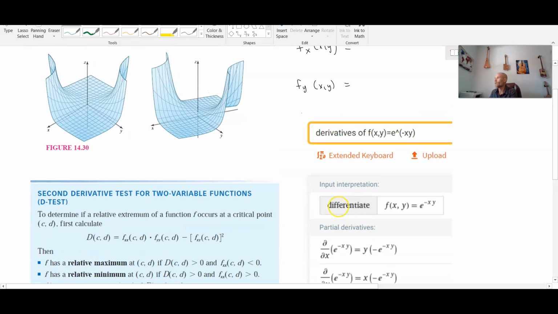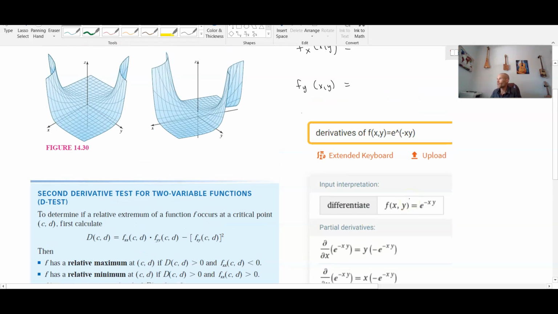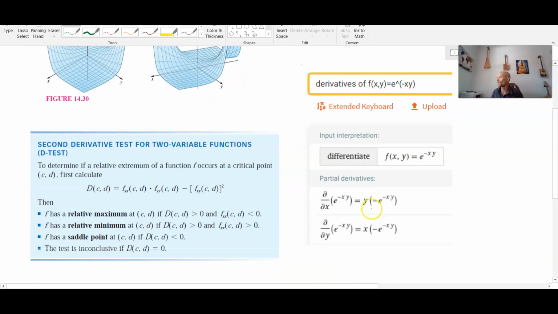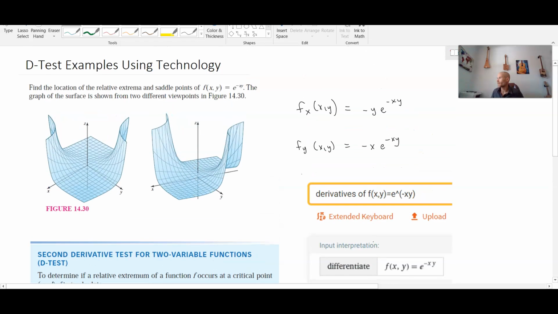Now what we need to do is take these two partial derivatives, which is the same thing that we got. It just writes it as y times negative e to the negative xy. Remember, we obtained negative y e to the negative xy. So I'm just going to write those down. We got negative y e to the negative xy and negative x e to the negative xy. That's the interpretation of our output there. And now we need to set these equal to 0 and solve.